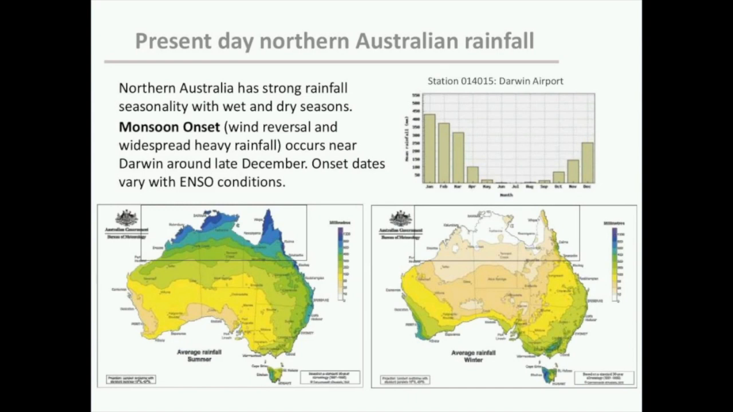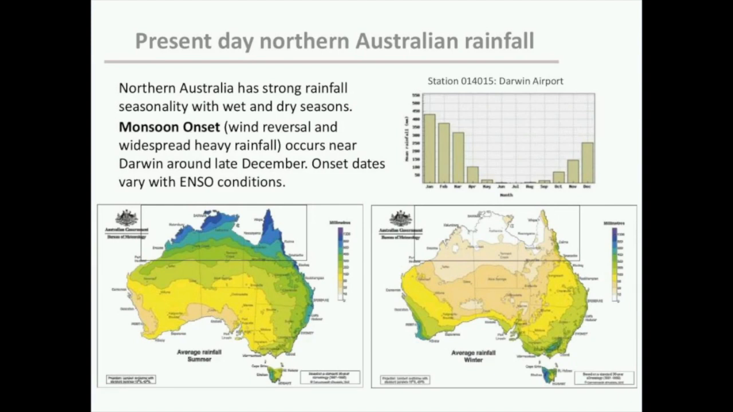In terms of the rainfall seasonality, hopefully you can see this box here. This is the domain that we focus on in our study, which has a very strong rainfall seasonality. So in the wet season, it has a very large fraction of its annual rainfall, and then here in the dry season, very little rain at all.